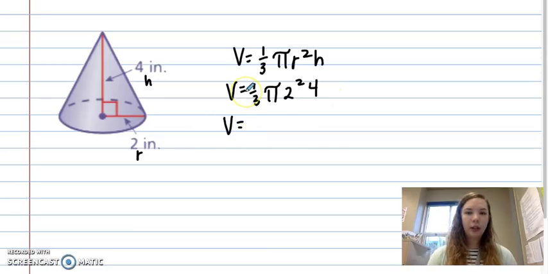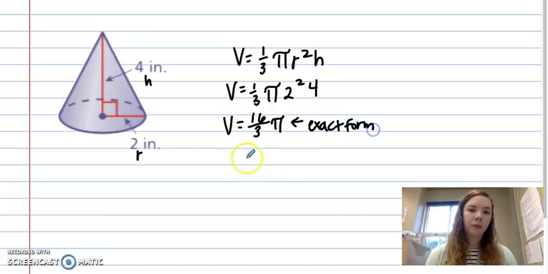So when you put this into your calculator, you have 1/3, 2 squared, and 4 all multiplied together. This is 16 thirds pi. This is your exact form. Your rounded form, if you hit your toggle button, is 16.8. And then remember, we're filling this up with cubes, almost like ice cubes. So our units are cubed, cubic inches.